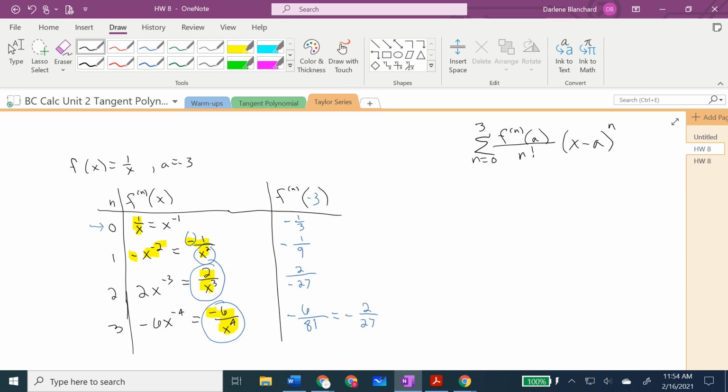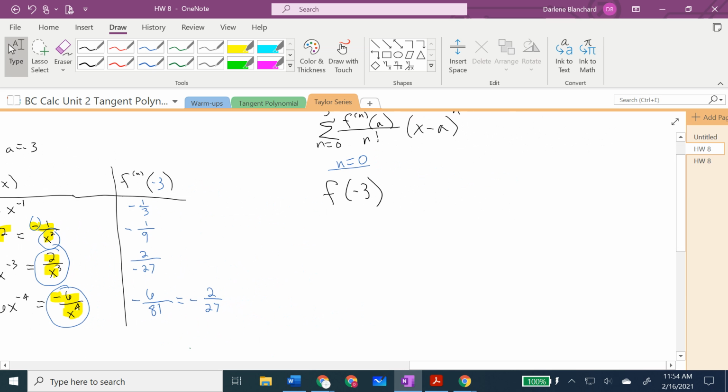If you want to save time, be aware that when n is 0, it is purely just f of negative 3 alone. That will save you a lot of time if you recognize that the n equals 0 is just the function's y value. And that is negative 1/3. You have your first non-zero term.